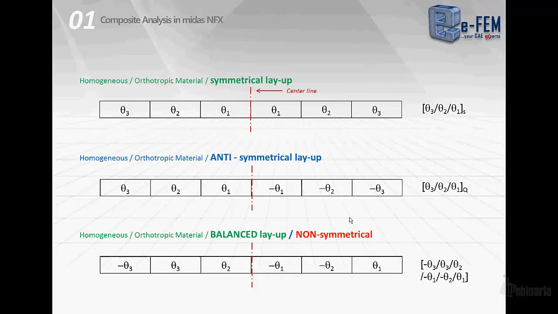We define a symmetrical layup that is made of homogeneous and orthotropic material that are stacked symmetrically with respect to the center line, so the mid-plane of the laminate. We will have the same angles on both sides of the center line. When we have the same angles but negated, we talk about an antisymmetrical layup. And at the end, we talk about a balanced non-symmetrical layup when each angle of the laminate is present in plus and in minus terms, but these angles are not disposed symmetrically. So the final behavior of the material is a non-symmetrical behavior.